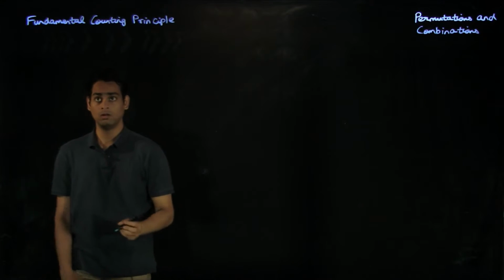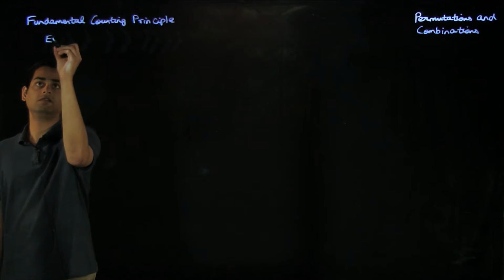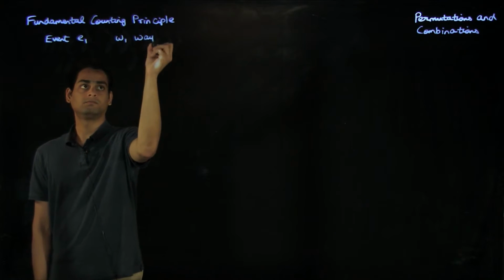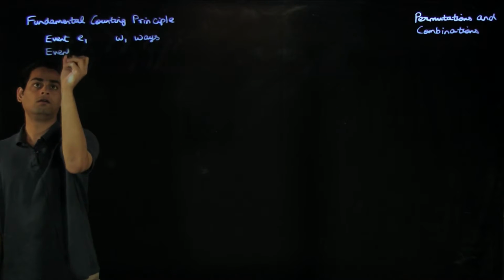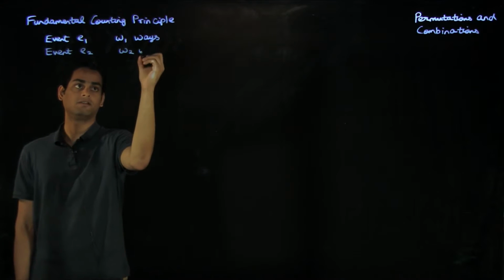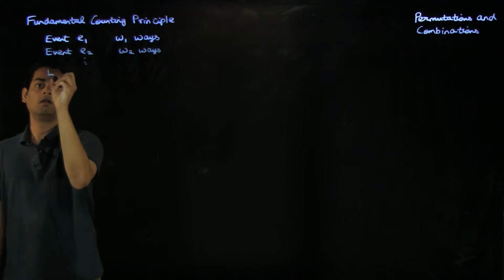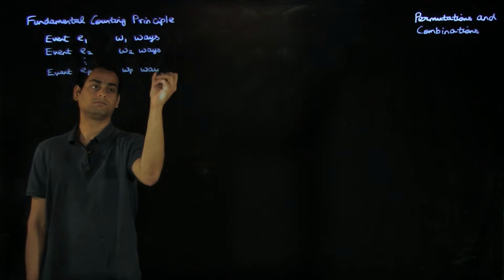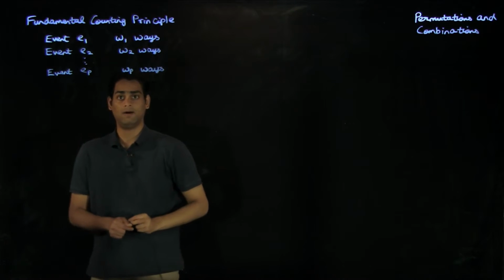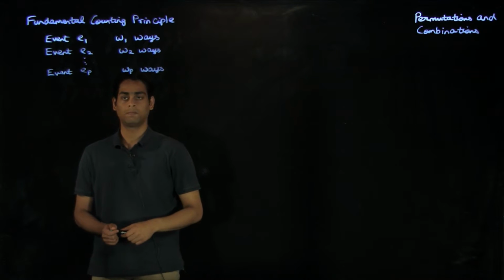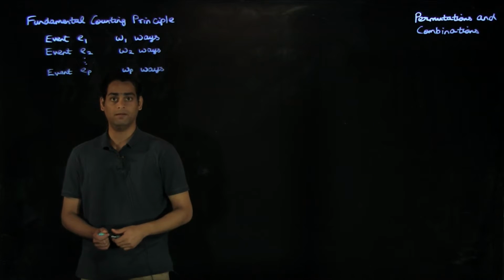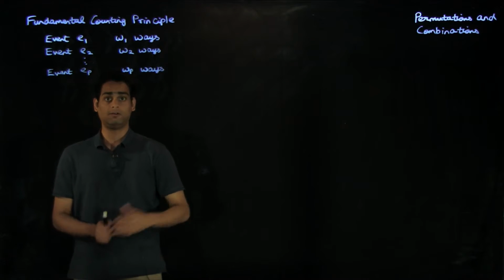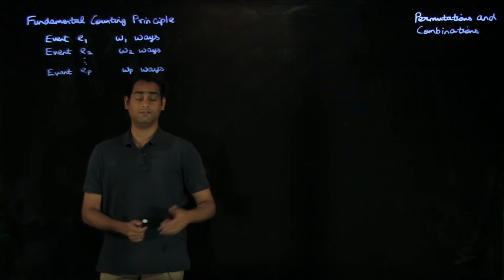And it can be stated as follows. Suppose you have event E1 which can occur in W1 ways, and suppose you have event E2 which can occur in W2 ways, and so on until event EP which can occur in WP ways. So for instance, event E1 can be the number of ways in which team A in a sports tournament can win the tournament, and event E2 can be the number of ways in which team B in a totally different sport can win the tournament, and so on.